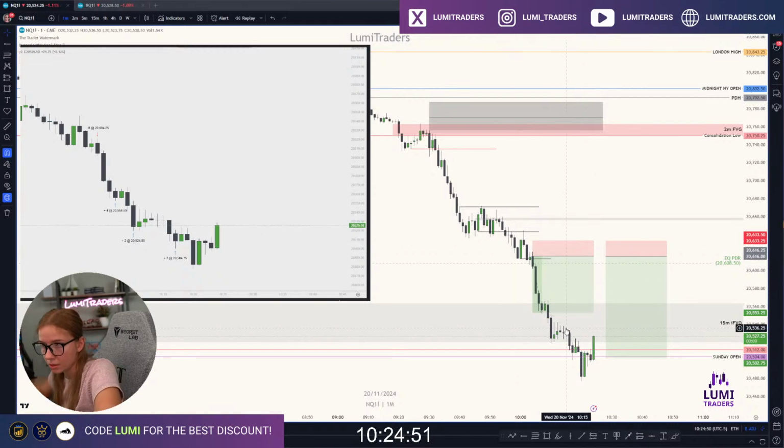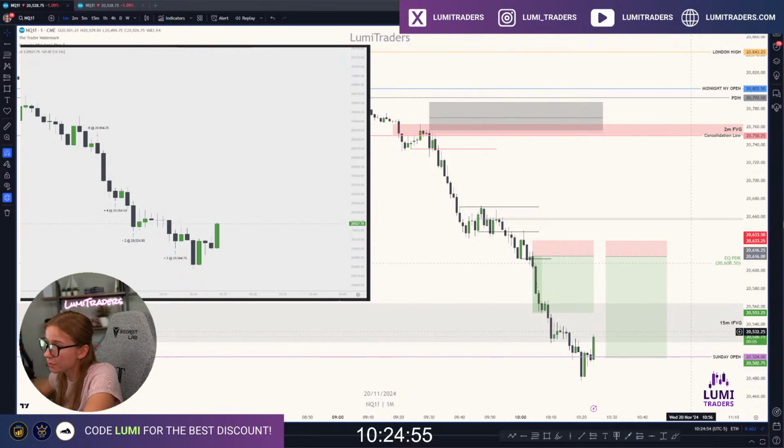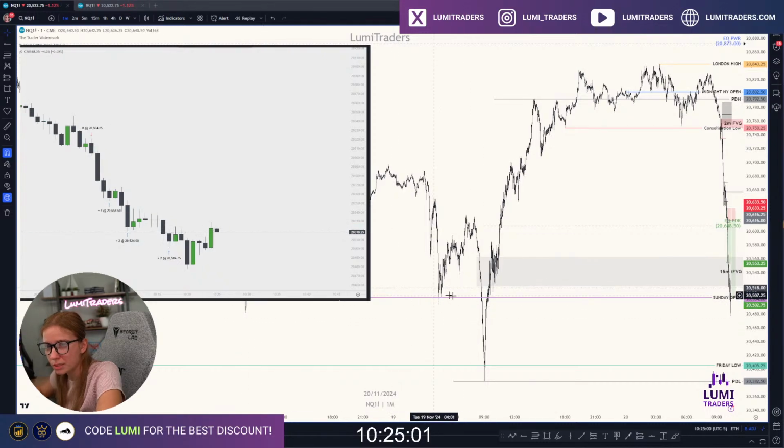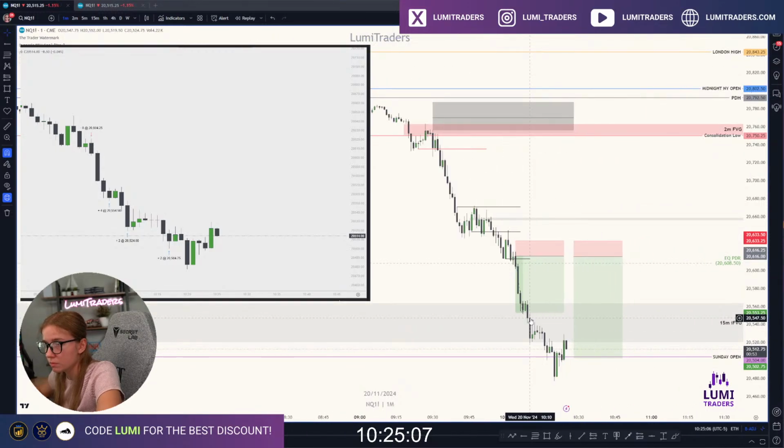But once again, I wasn't sure about the target at the previous day low level, but new week opening gap retest, possibly. We're still trying to respect this level many times. Right here, right here, right here. Not going to lie, still not sure about the previous day low level, but we will see.